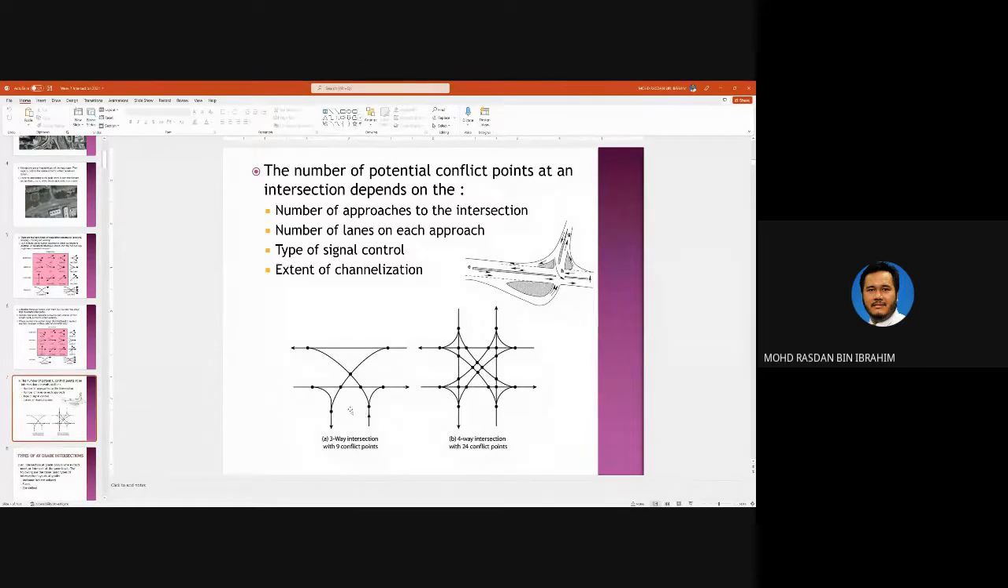So this is an example of a three-way intersection that has 9 conflict points. If this intersection is signalized, then the number of conflict points is reduced significantly because at one time there are only one or two movements allowed. So you eliminate lots of conflict points. Once the intersection is not signalized, then the conflict points are going to be quite a lot. Compare that with the four-way intersection, which has 24 conflict points.